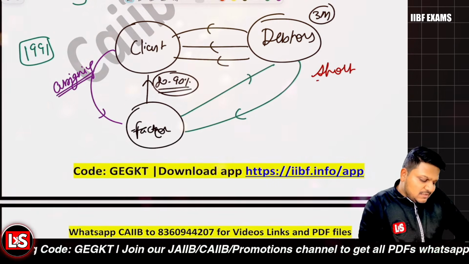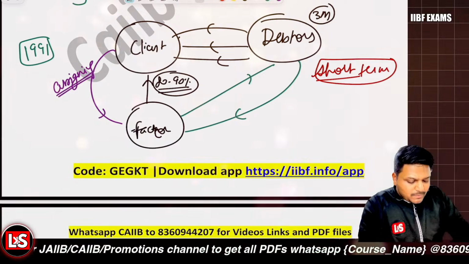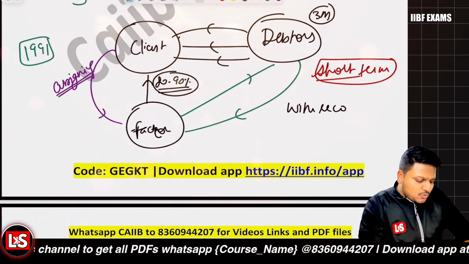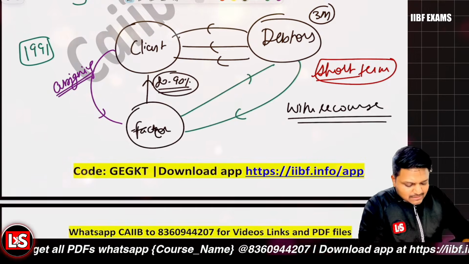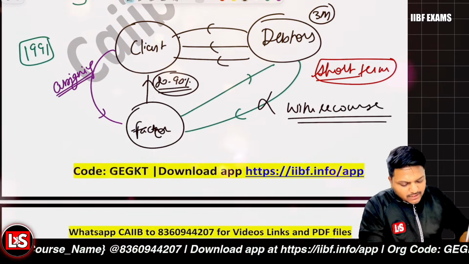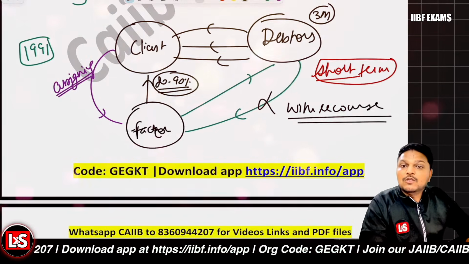Factoring is done for short-term duration purposes, and it could be with recourse. Now, what do you mean by with recourse? With recourse means in case the factor went to the debtors for the collection purposes, but the debtors defaulted, then the factor can recover the amount from the client. That's basically said to be with recourse factoring.